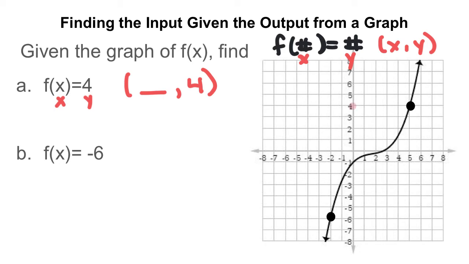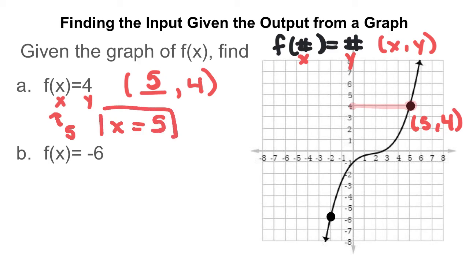So if I find 4 on the y-axis and I go across, I can say I have a point right here at 5, 4. So since this could be 5, this means I could say that x is equal to 5.